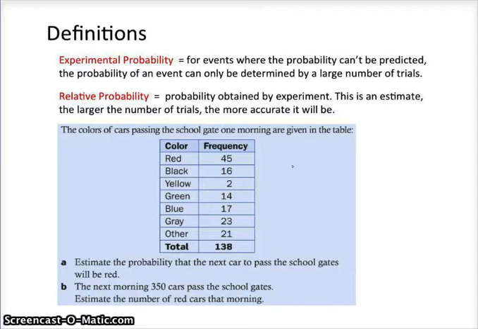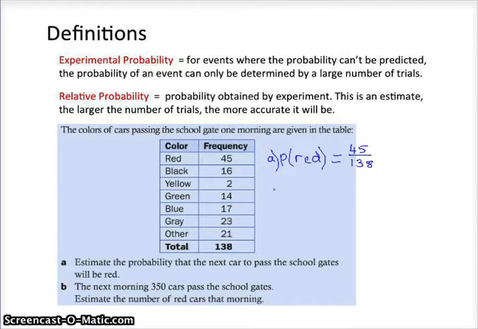So let's look at this question here. The table shows all the different coloured cars that entered a school gate on a particular morning, and to estimate the probability that the next car will be red, we simply use the data that we already have and assume that it is a representative probability. So the probability of a car being red is the number of red cars, which is 45, divided by the total number of cars, which is 138.